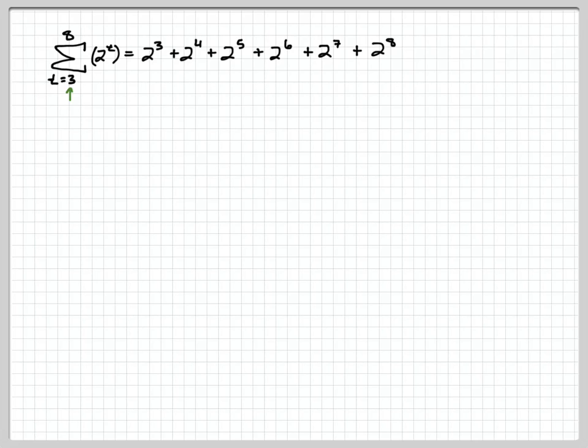Then it's just a matter of computing each of these numbers. We've got 8 plus 16 plus 32 plus 64 plus 128 plus 256. You can check my math, but I think that all adds up to 504. So that's a way you can do this. Your t value doesn't have to start at 1 all the time. It can jump around a little bit as well.